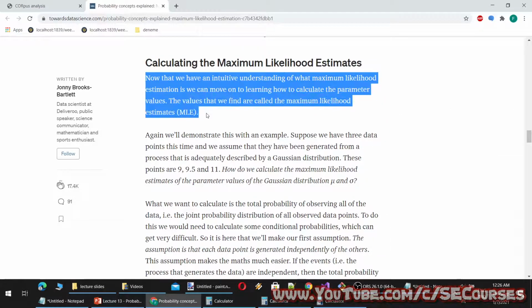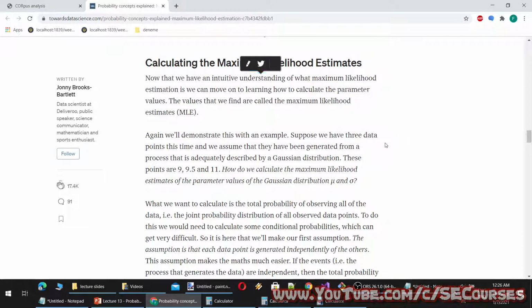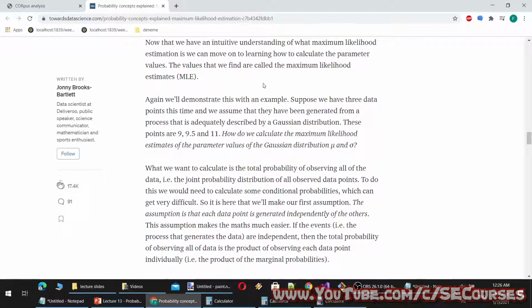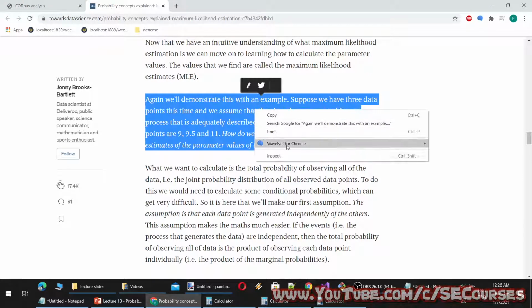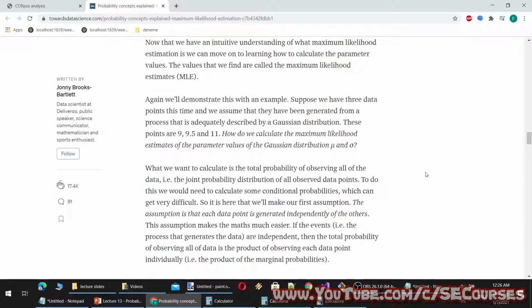Calculating the maximum likelihood estimates. Now that we have an intuitive understanding of what maximum likelihood estimation is, we can move on to learning how to calculate the parameter values. The values that we find are called the maximum likelihood estimates, MLE. Again, we'll demonstrate this with an example.